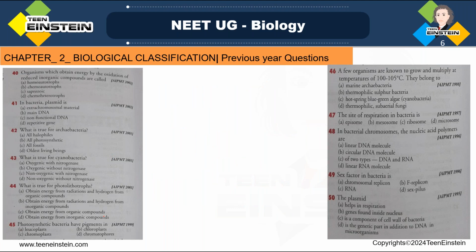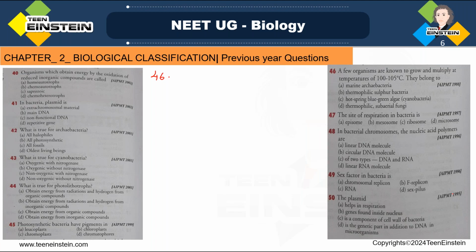Next question is question number 46. A few organisms are known to grow and multiply at a temperature of 100 to 105 degree centigrade. They belong to: option A, marine archaebacteria; option B, thermophilic sulfur bacteria; option C, hot spring blue-green algae; and option D, thermophilic subaerial fungi. These are the four options.